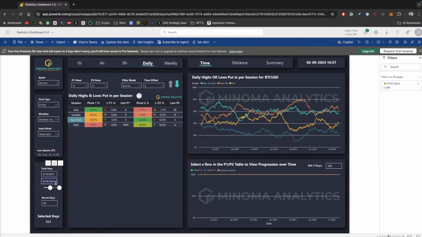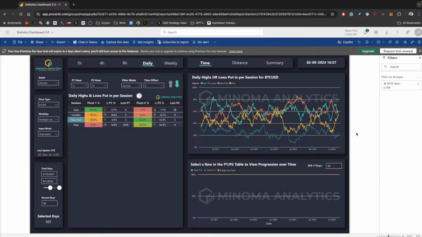Yeah, this one's pretty cool. I really like this one. And you can look at how the sessions develop, how important they are for putting in pivots. As you can see, New York is generally the most important with Asia, and you can select here the moving average. This works for both of these charts, by the way. So if I put 50 days instead of 100, then this will be calculated over the last 50 days.